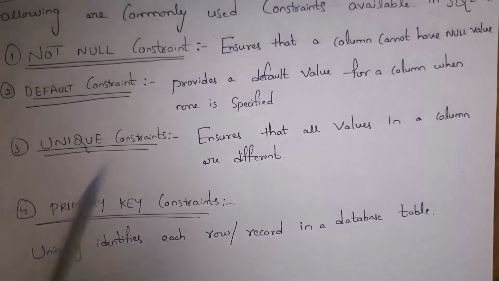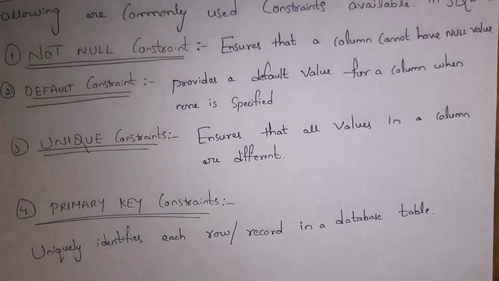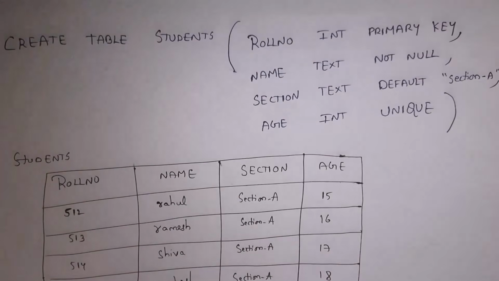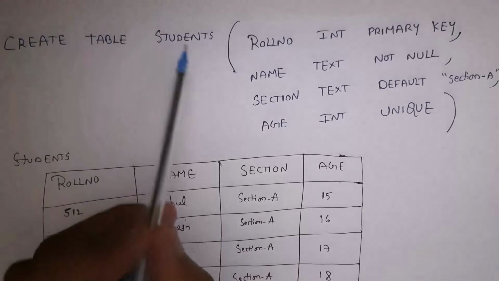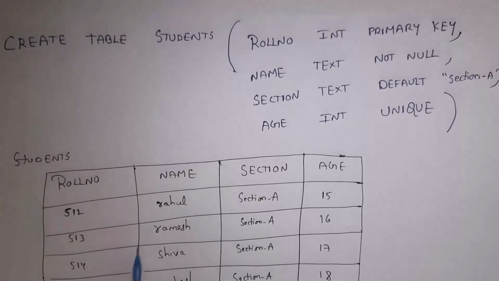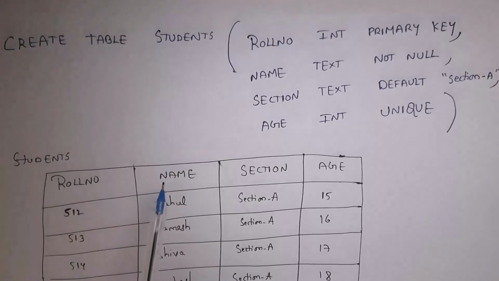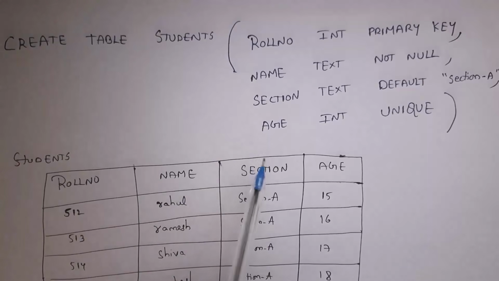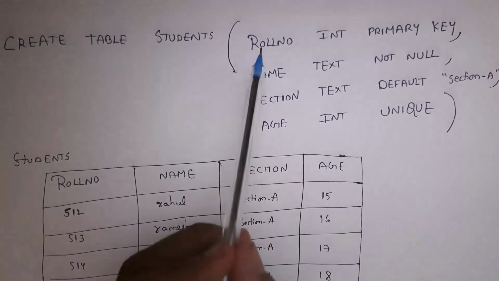Guys, I will explain all these constraints by giving a single example. For example, I want to create a students table. So just write here create table students. Inside the students table, I want to create 4 columns. One column name is roll number, next column name is name, next column name is section, and next column name is age. So just write here roll number.